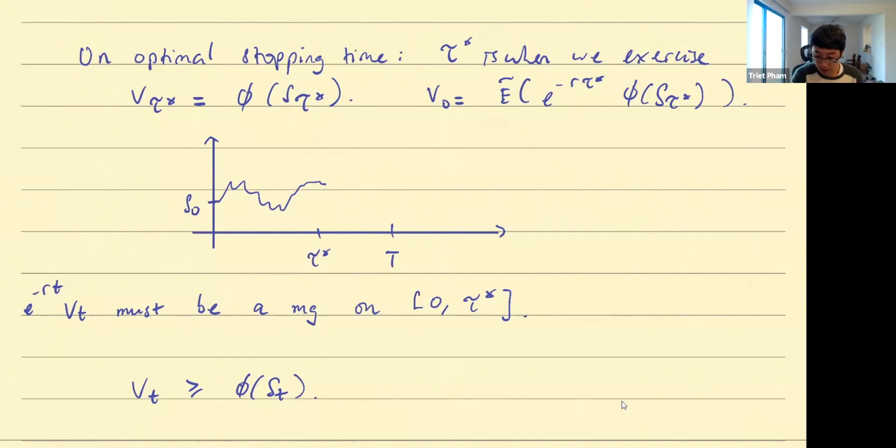So the discounted option price must be a martingale from here to here. The option always is higher than this, or no less than that. And then at the exercise time, the value of the option is equal to this intrinsic value. What is this mysterious tau star?